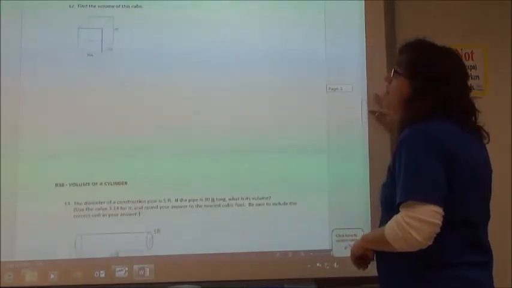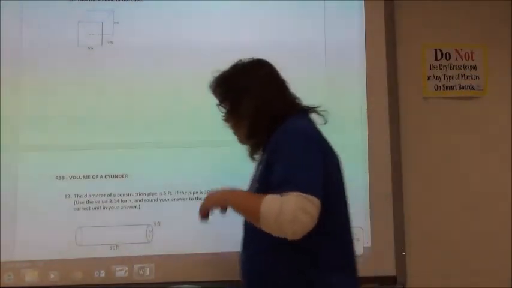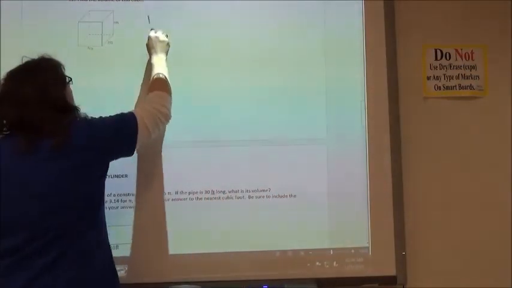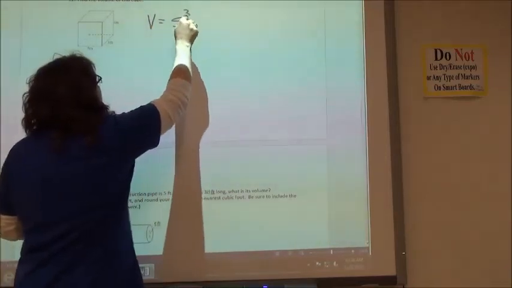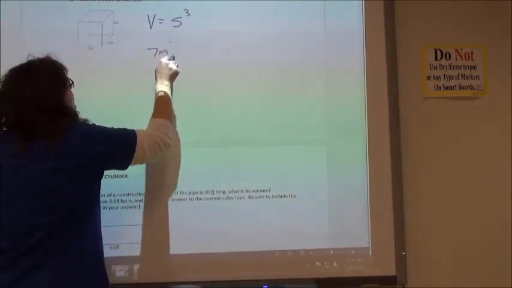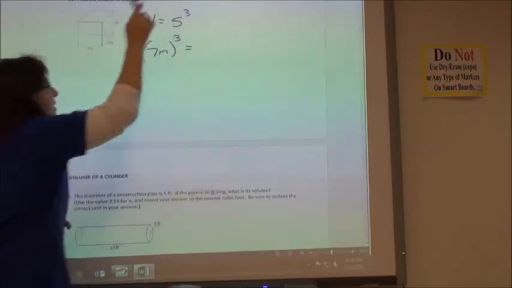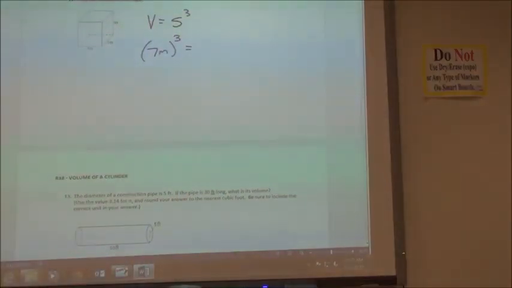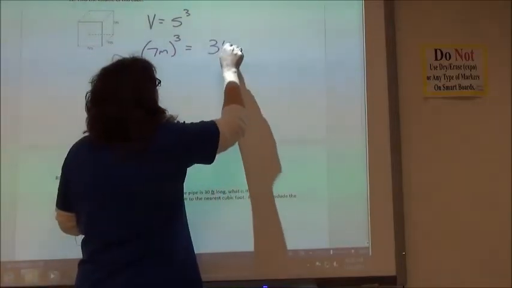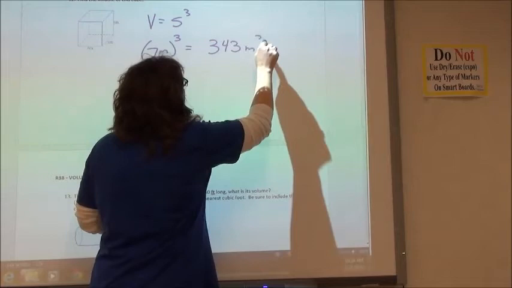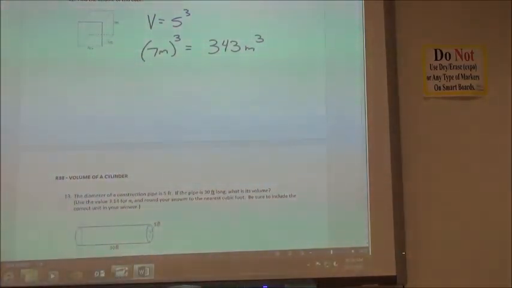So number 12, again, we have a volume of a cube where our length, width, and height are all the same thing. So we can just take the side and cube it. So if I take 7 meters and I cube that, 7 to the 3rd power gives me 343 meters cubed then for my volume.